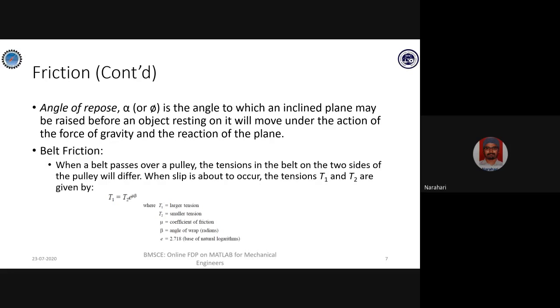Anyway, so the angle of repose is nothing but, as we saw in the previous sketch, the angle with which the plane is inclined. That is the angle of repose. A simple application of this friction which we as mechanical engineers generally use is belt friction, wherein a belt passes over a pulley, and the difference in the tensions between the sides of the belt runs the pulley. It is given as T1 by T2 equals e power mu theta, where T1, T2, mu and theta are as given.